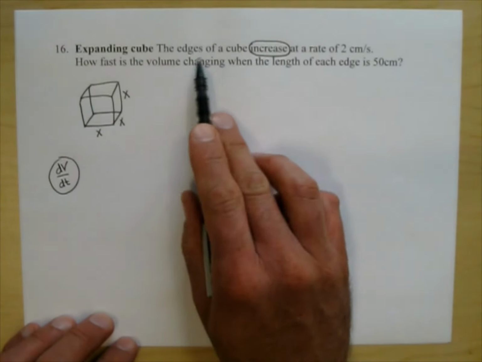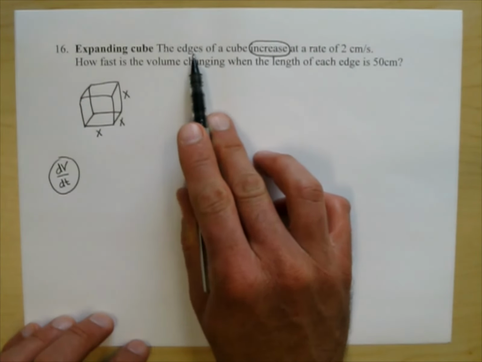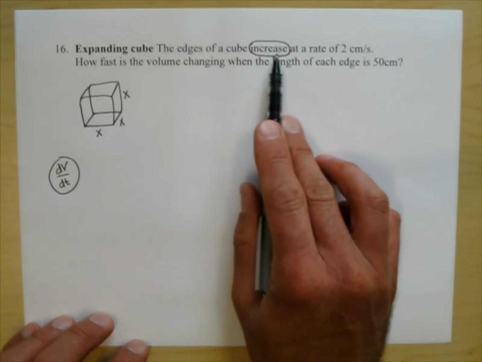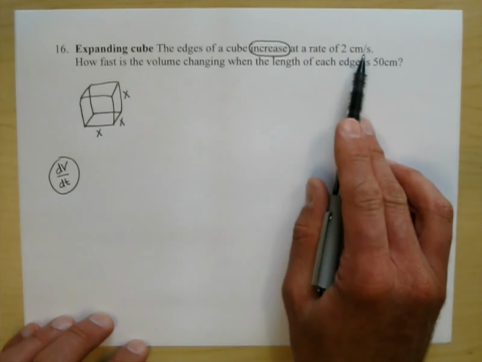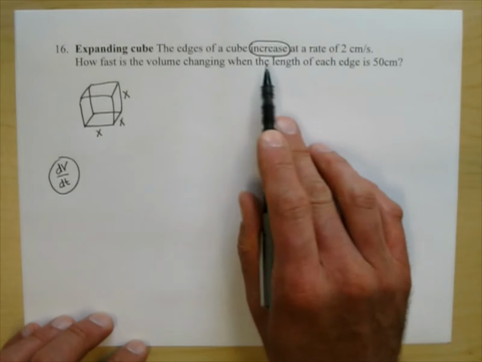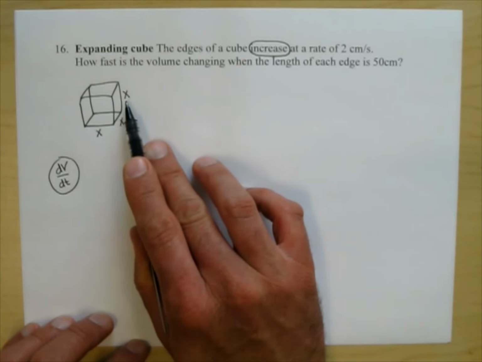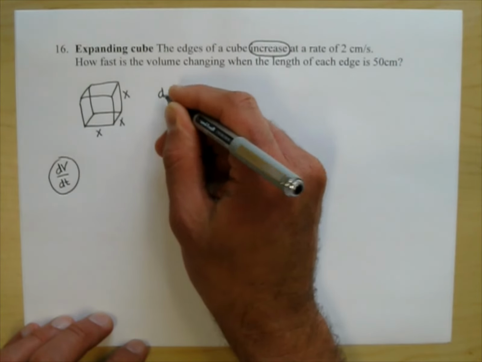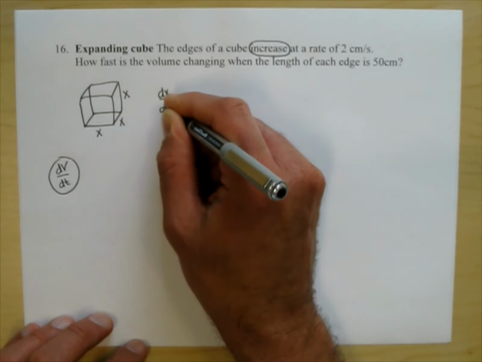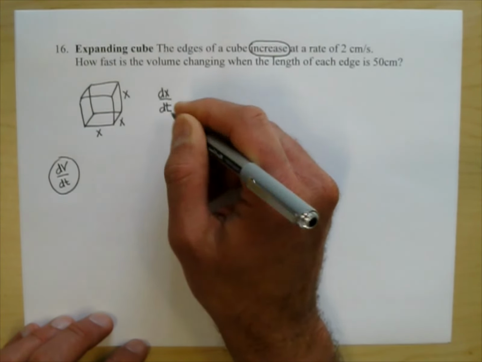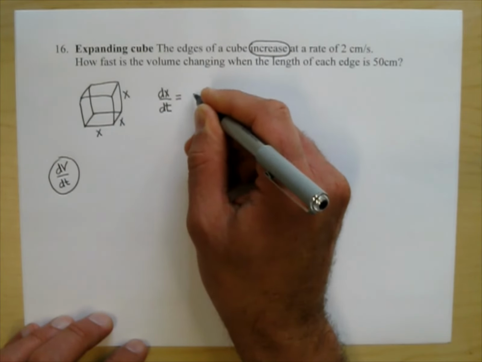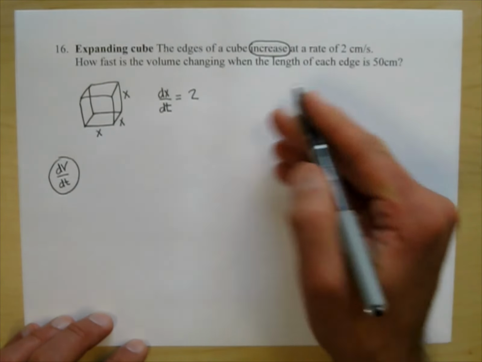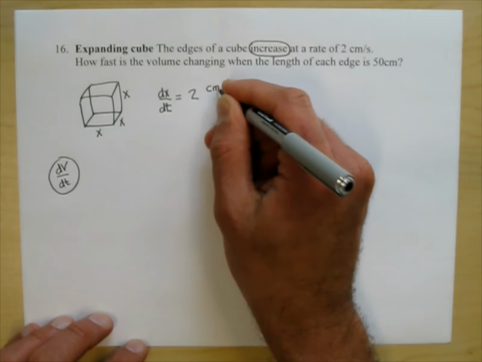Okay, let's put our givens. It says the edge of a cube increases at a rate of 2 centimeters per second. So the edges are x, so x is increasing at that rate. dx/dt equals a positive 2 centimeters per second.